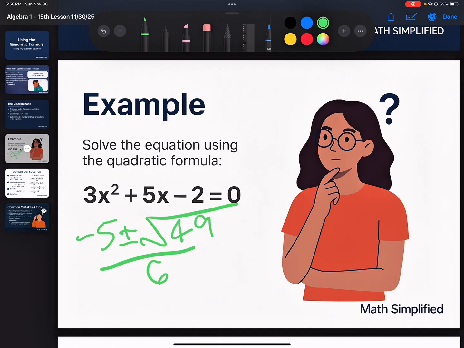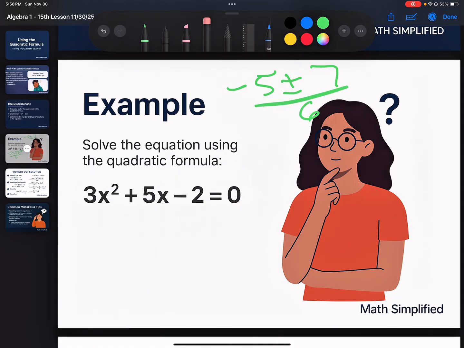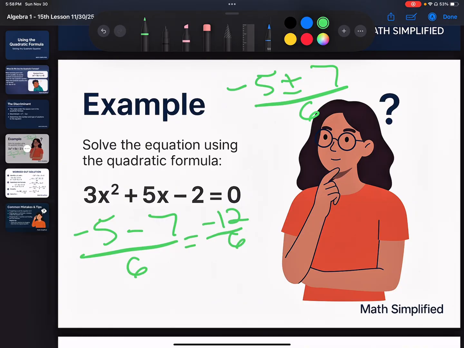And then -5 plus or minus the square root of 49. Well, that would be 7, divided by 6. So then afterwards, we could either do -5 minus 7. When I have plus or minus, that means we can either add or subtract. That means we're gonna have two solutions here. So -5 minus 7 divided by 6 would be -12 divided by 6, and one of our solutions could be x equals -2.